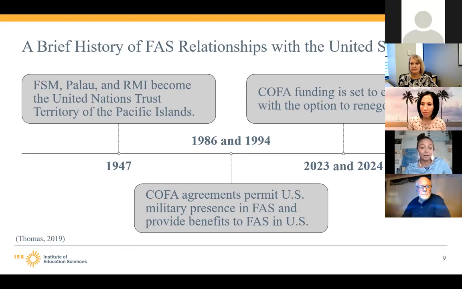COFA funding is set to expire in 2023 for Palau and in 2024 for FSM and RMI, but with the option to renegotiate. And so these negotiations will probably focus on issues of human rights, migration, economic assistance, and of course, defense relations.